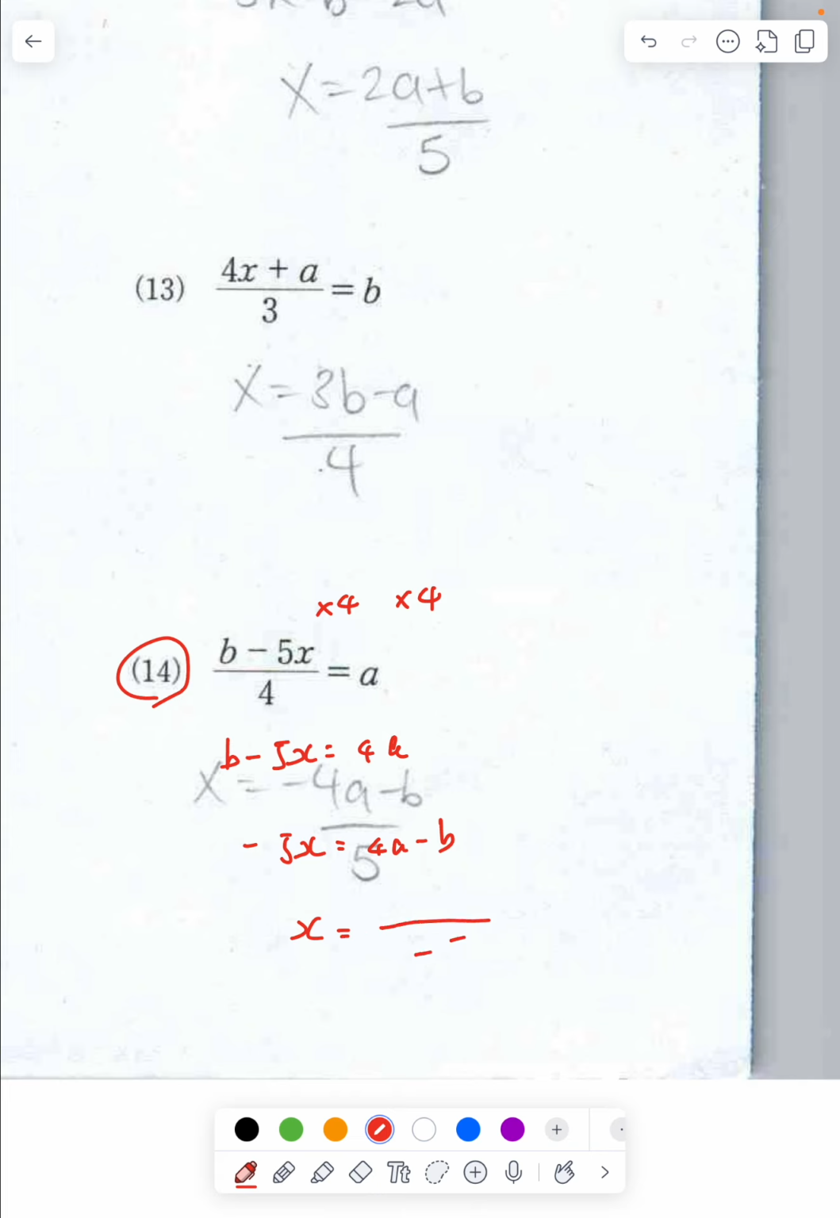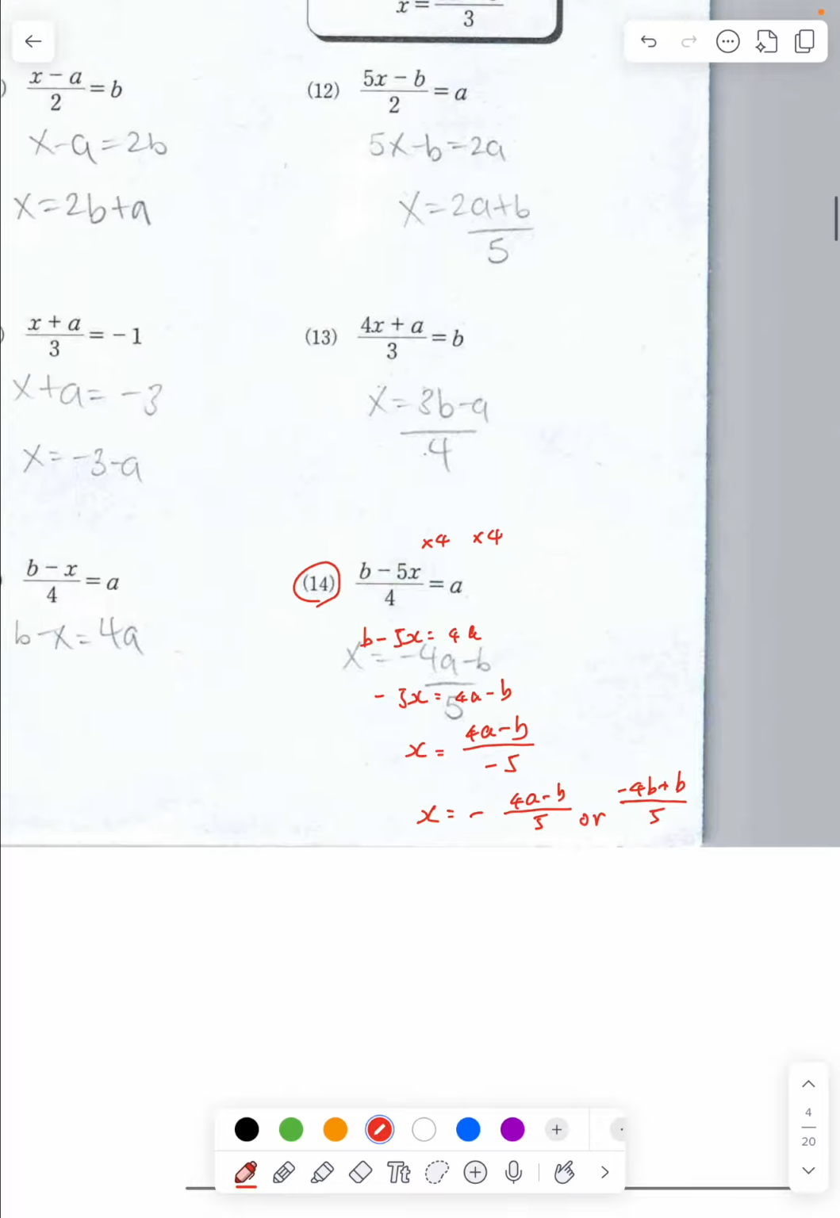Be very careful with the negatives that you're moving. I like what you did. So x can either be negative 4a minus b over 5, or it can be negative 4a plus b over 5. Whichever makes more sense. So your answer is right as well.